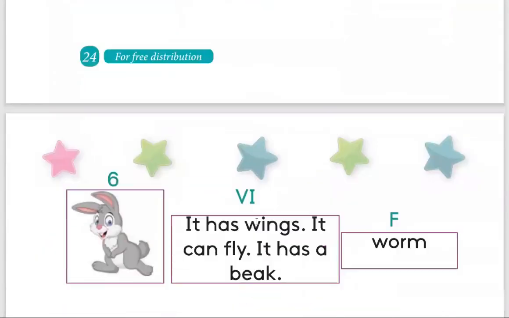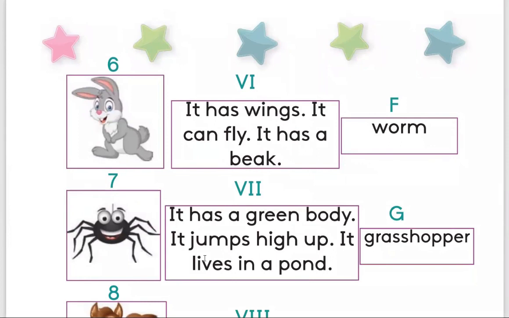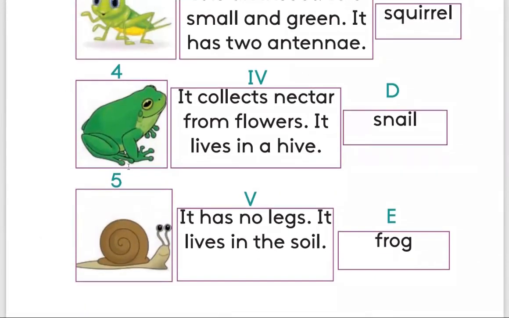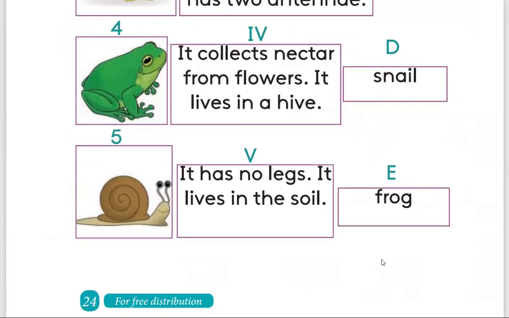Okay, but then it has a green body. It jumps high up. It lives in a pond. The body is green. It can jump up. It lives in a pond. Who lives in the pond? Yes, our green colored body has the frog. See the word frog. Frog. Okay.